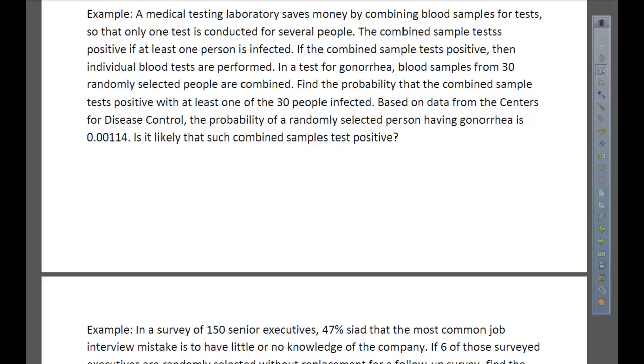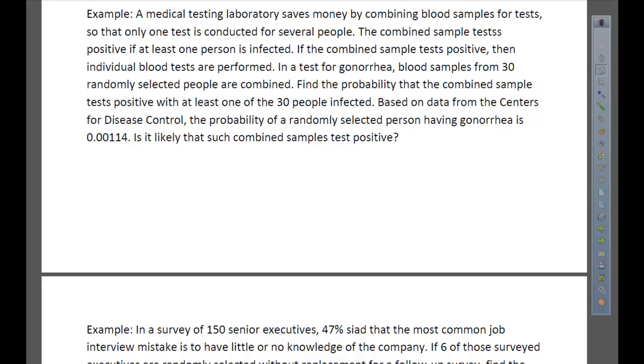This is a practical use of probability. Okay, let me read the problem and then we'll talk about it. A medical testing lab saves money by combining blood samples for tests so that only one test is conducted for several people. The combined sample tests positive if at least one person is infected. If the combined sample tests positive, then individual blood tests are performed.